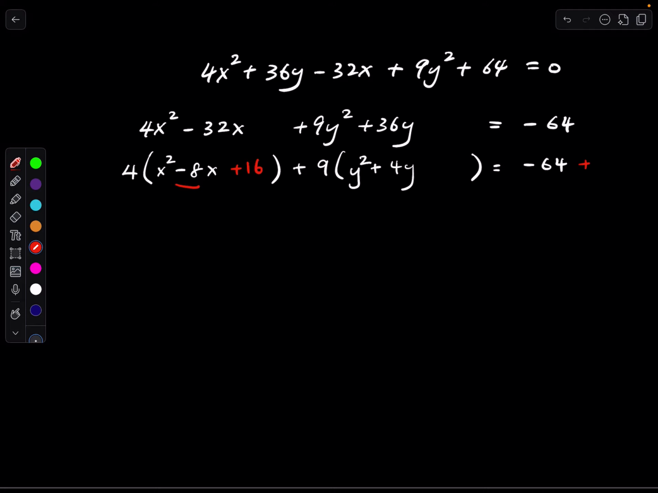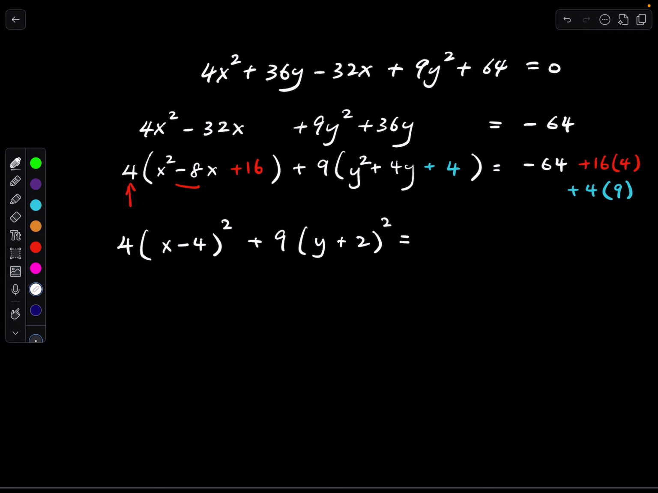When you add 16, you add 16 times 4 to the right side, because there's a 4 multiplying on the outside. On the y term, you're going to be adding 4 divided by 2, which is 2, squared is 4. So add 4. Again, you'll be adding 4 times 9, the coefficient in the front. Right, we're going to copy the 4 and then we'll condense this quadratic into x minus 4 squared plus 9 times y plus 2 squared equals, the right side is going to end up being 36. We're going to divide everything by 36 because the right side has to be 1.